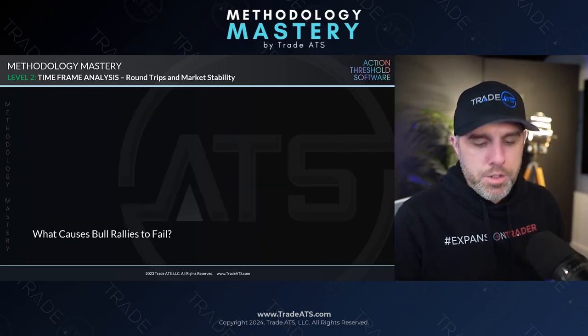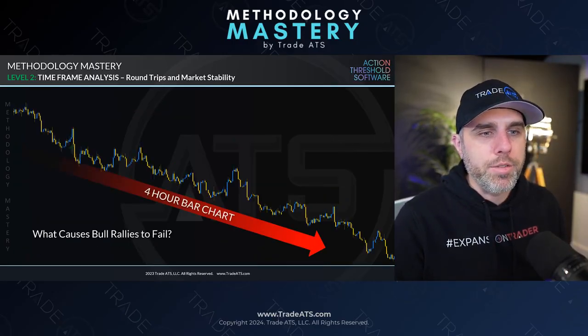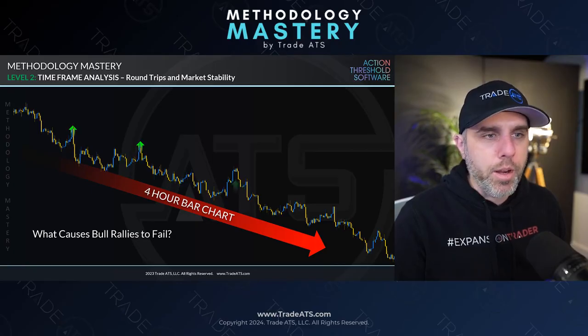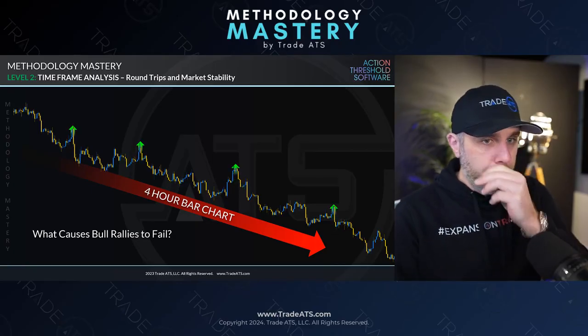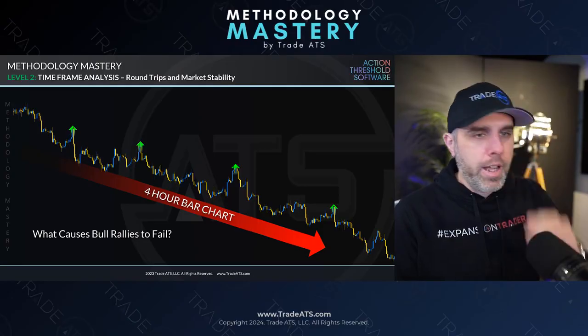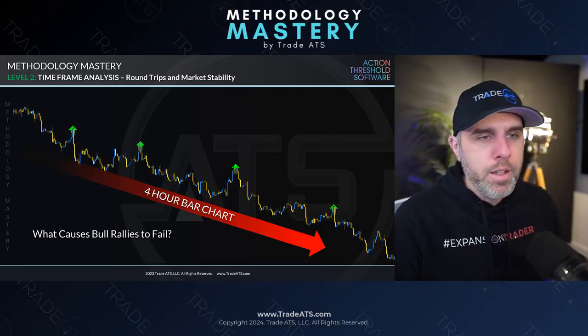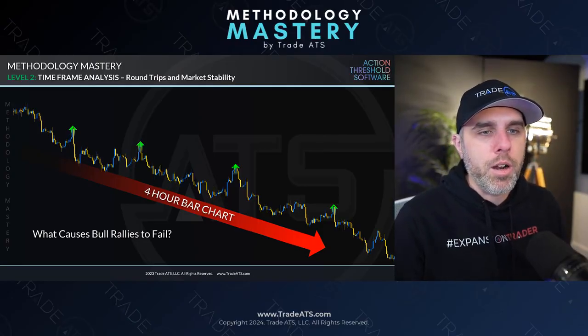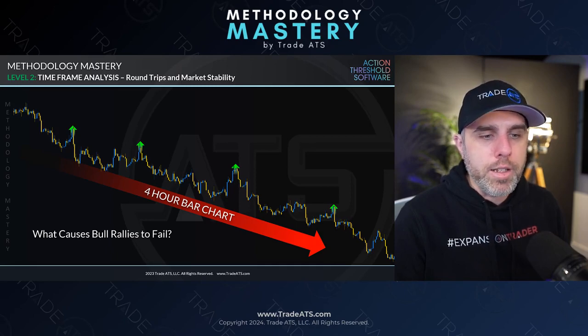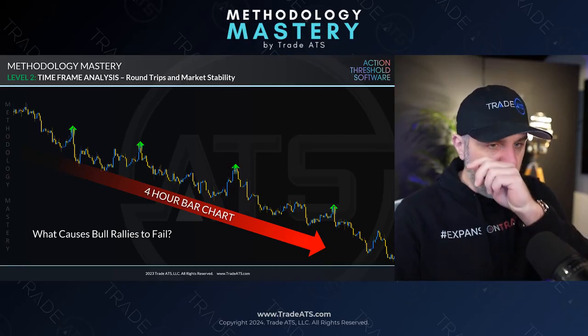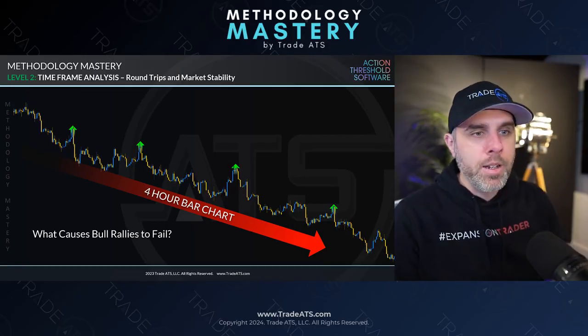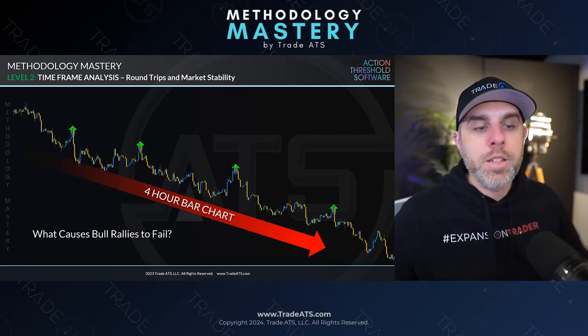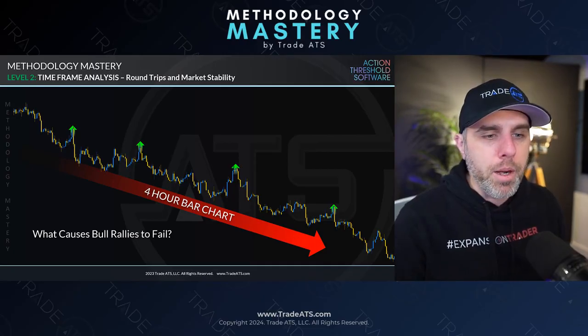Okay. So what causes bull rallies to fail? Another example to get your mind in the right spot on this. As we see right here, we're looking at a 4-hour bar chart headed down. You see these little green arrows at the peaks, which look like potential rallies, especially in the moment, right? If you're in the moment and you see these turns happen, you think, okay, is this the end of the bear market?